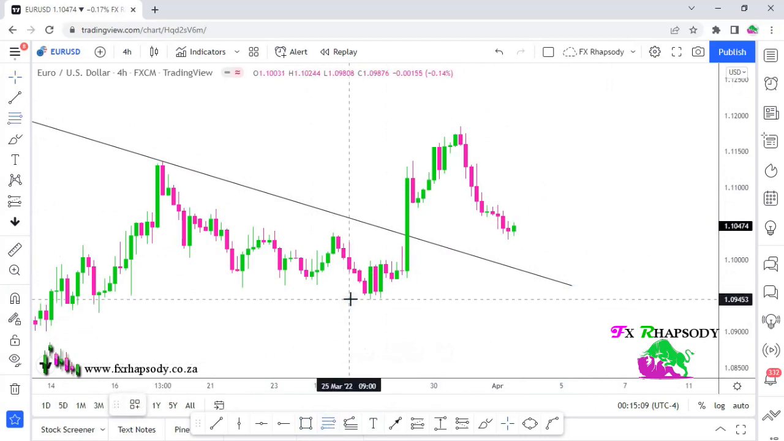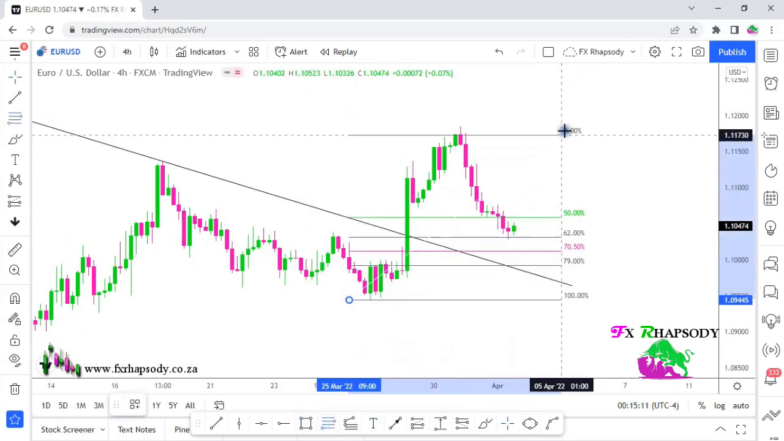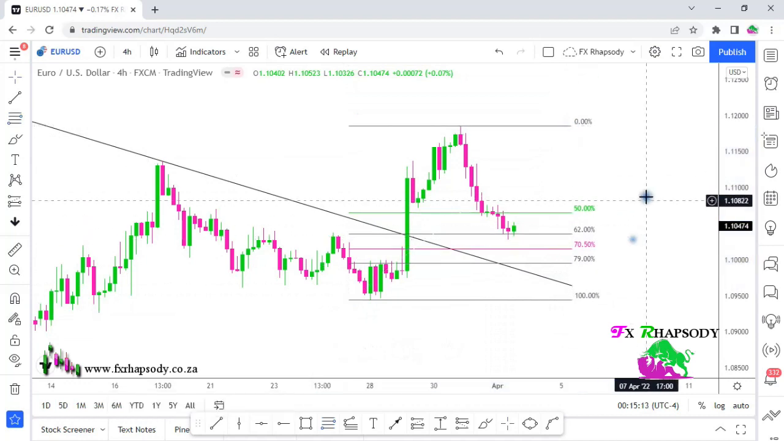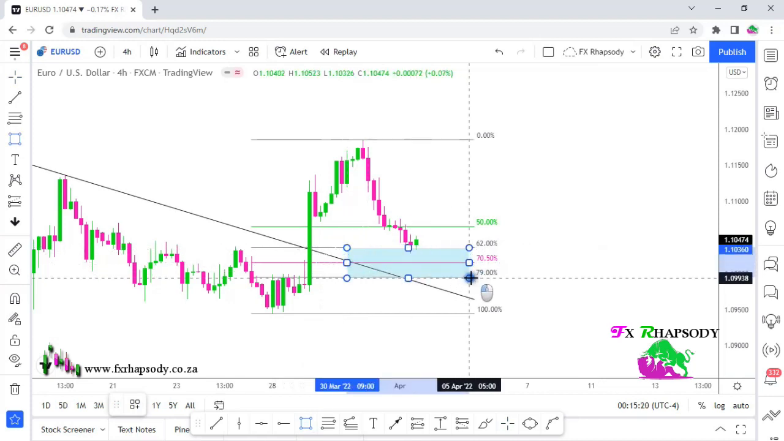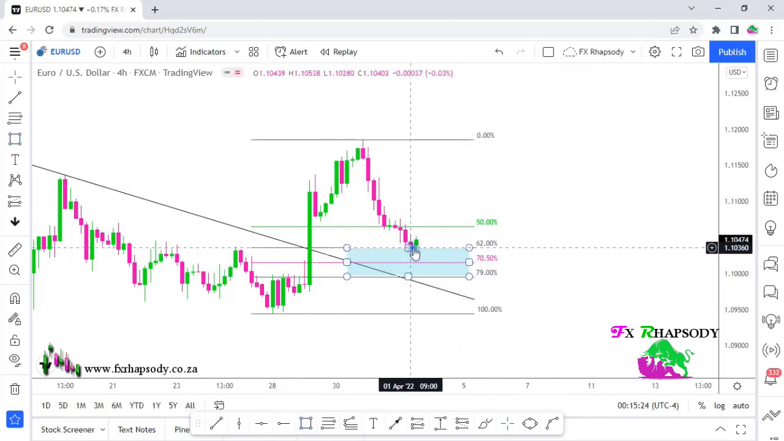Fibonacci from this swing low to that swing high. You can see this area. This is the one that we were talking about just now on the daily time frame. So that area has been touched in the 62%. Nice buy opportunity right there. You can see the small little movement.